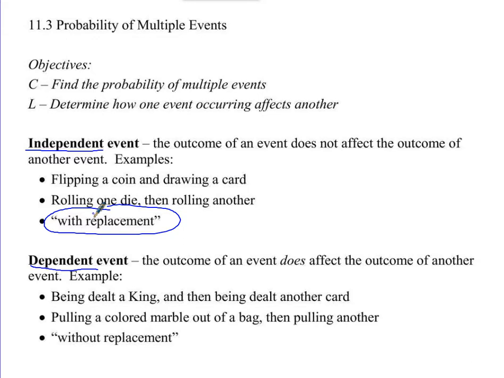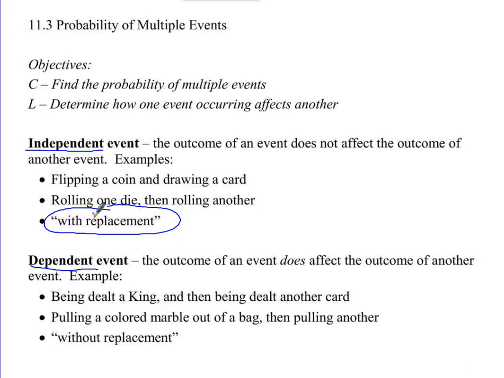For example, if you pick a card out of the deck and then you pick another card out of the deck, would that be an independent situation? No, it would not, because once you pick that first card, the probabilities change for the second card. But if you pick a card out of the deck and then you put that card back, in other words, you replace the card, and then you draw a second card, are those independent events? Yes, they are, because the deck has been restored to its original number of cards.